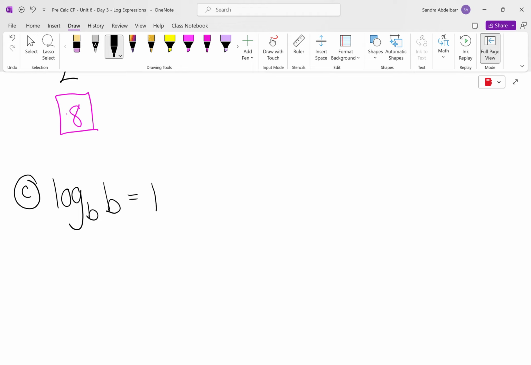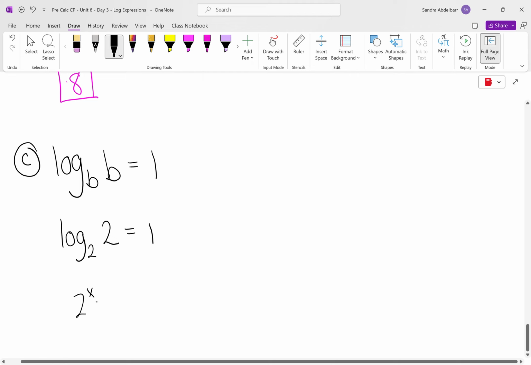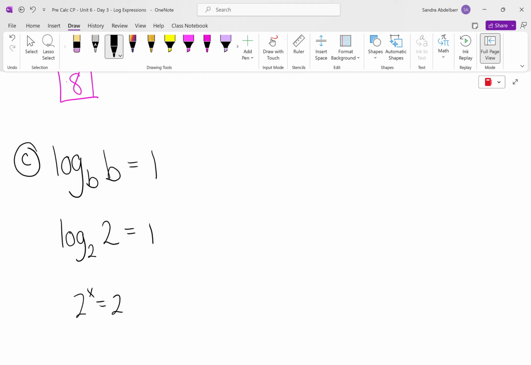Not much. Okay, log base b of b is equal to 1. What does this mean? This means if I have log base 2 of 2, it's 1. Exactly. Why? This is saying 2 to what power gives me 2? 2 to the first power gives me 2. That's why log base b of b is 1.